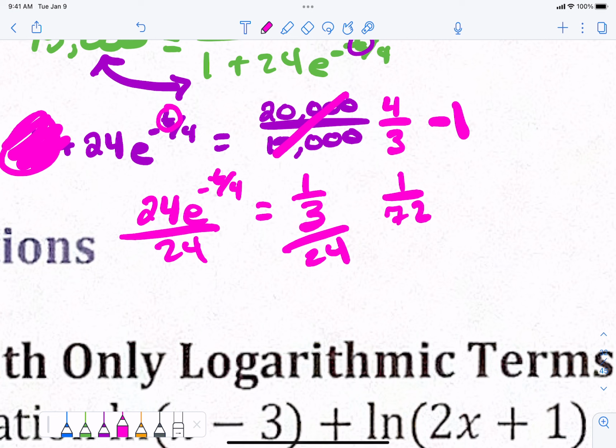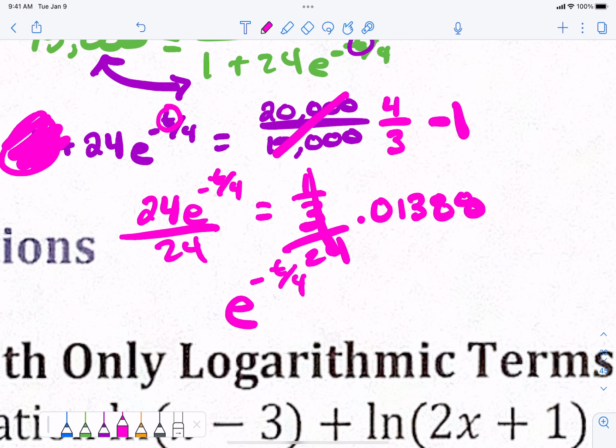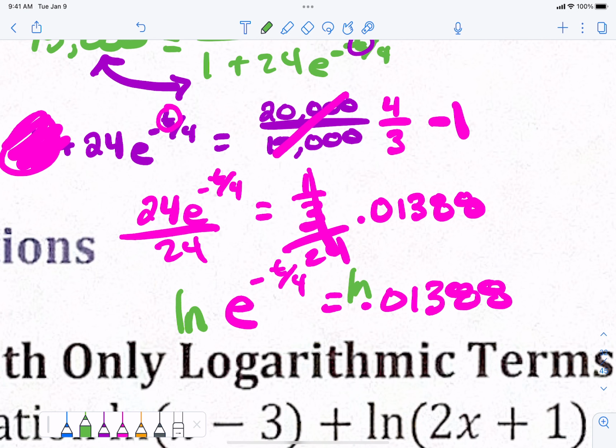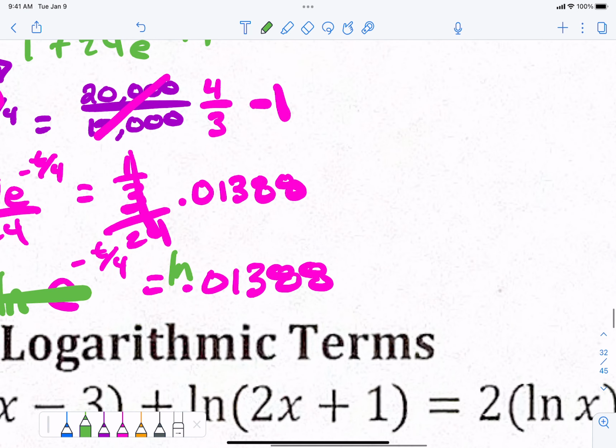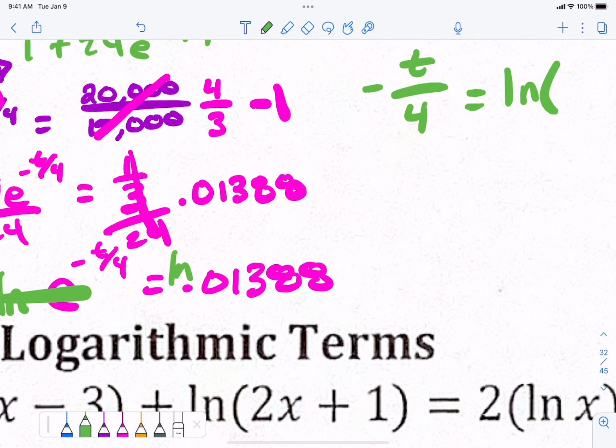Take ln of both sides. Or whatever that is. What is a third divided by 24? 0.01388. Okay, that's what that is. All right, so e to the negative t over 4 equals 0.01388. Okay, then what? Then we ln both sides. That makes the e cancel off. So negative t over 4 equals ln of that icky junk.